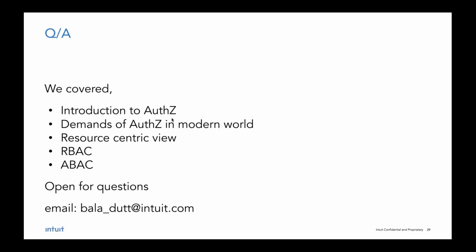So what we have done, to summarize, we introduced AuthZ. We looked at the demands of AuthZ in the modern world. We said that we should take a resource-centric view when we are writing code or developing features. And then we talked about RBAC and ABAC as two models that can be used to make access control decisions.